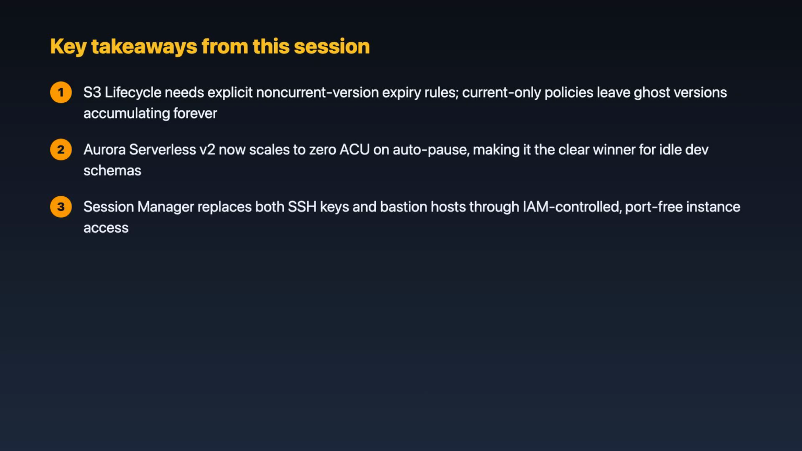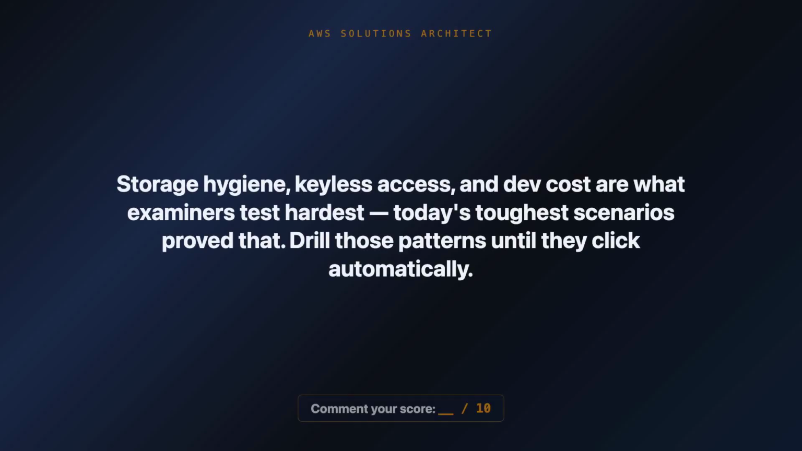Three takeaways from this session. First, S3 Lifecycle needs explicit non-current version expiry rules. Current-only policies leave ghost versions accumulating forever. Second, Aurora Serverless v2 now scales to 0 ACU on auto pause, making it the clear winner for idle dev schemas. Third, Session Manager replaces both SSH keys and Bastion hosts through IAM-controlled port-free instance access. Storage hygiene, keyless access, and dev cost are what examiners test hardest. Today's toughest scenarios prove that. Drill those patterns until they click automatically.